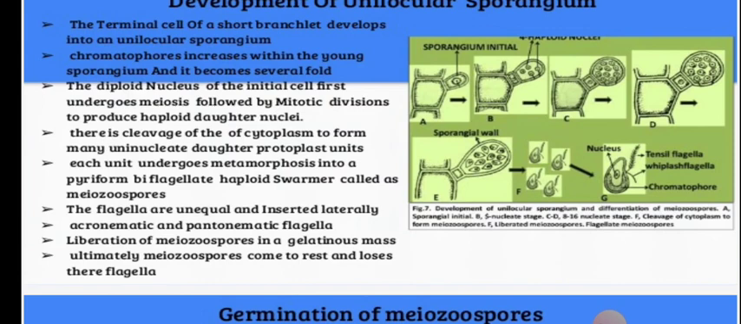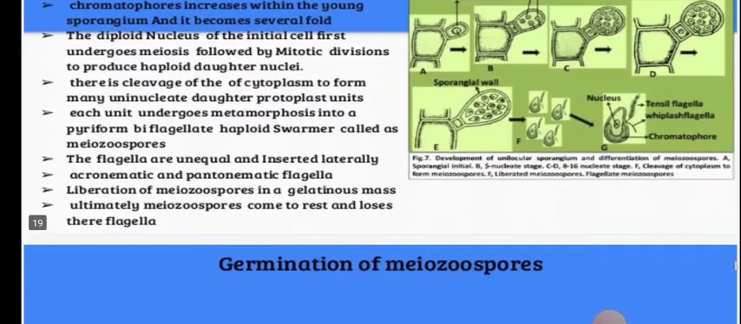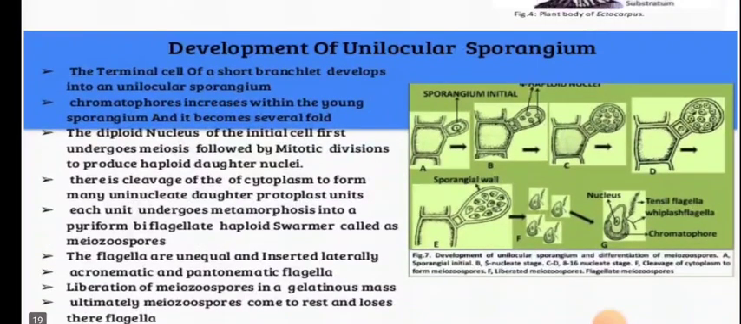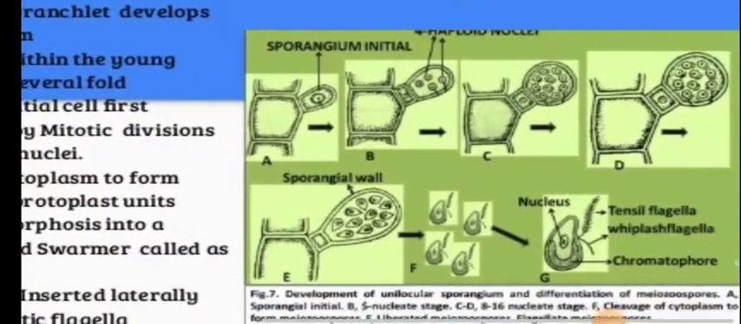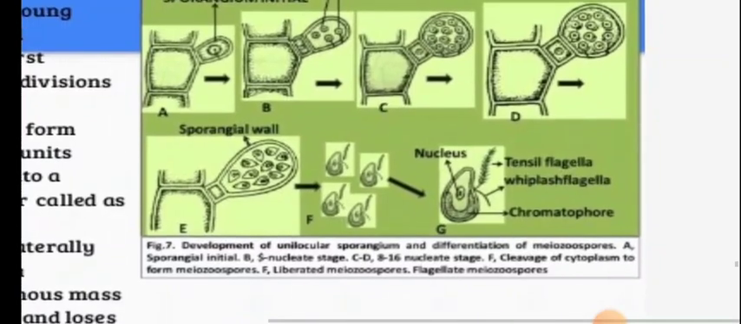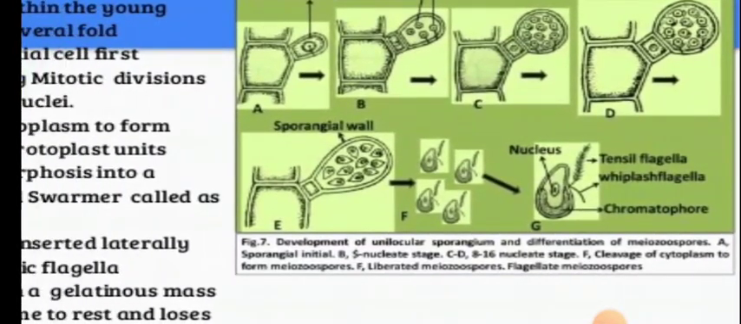Right. Then the flagella are unequal and inserted laterally. They are acronematic and pantonematic type. Already we have seen tinsel and whiplash type. The liberation of zoospores occurs in a gelatinous mass. Ultimately, meiozoospores come to rest and lose their flagella. So this is a good photograph showing the unilocular sporangia. You may refer to these diagrams for understanding.